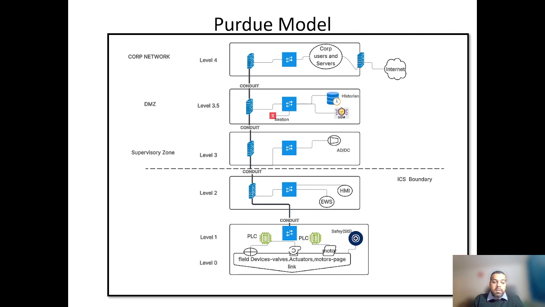So the main value of the Purdue model is the clear security boundaries it creates. As you move up the levels, the real-time requirements decrease, which allows more advanced security controls to be implemented.